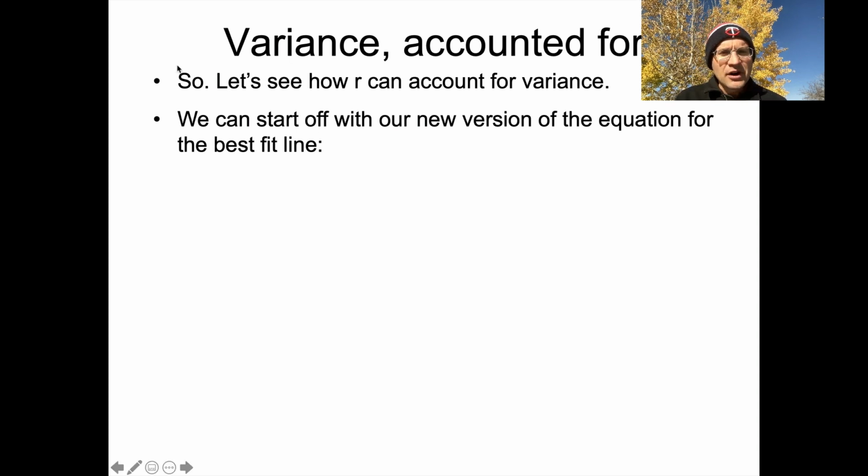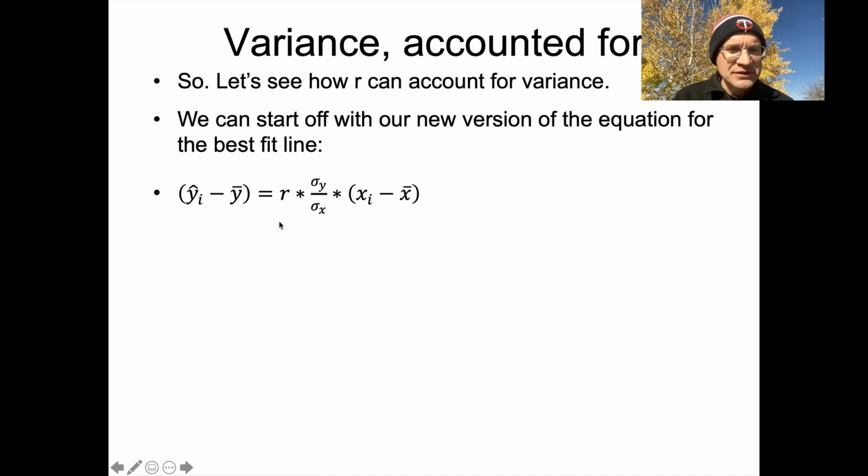And what I want to do is start off with our new version of the equation for the best fit line. And this is the slightly simplified version, not the one we wound up with at the very end of that process. But we're looking here at the deviation from the mean of y hat sub i, and then also the deviation of x sub i from the mean of x. And then we're multiplying this collected x term here by the slope of our best fit line.